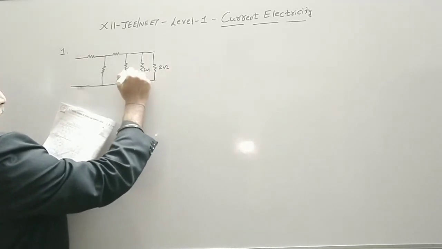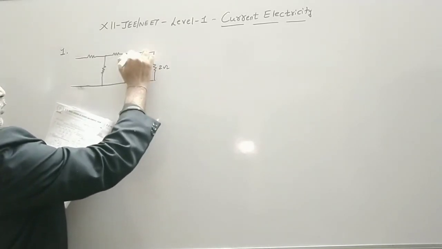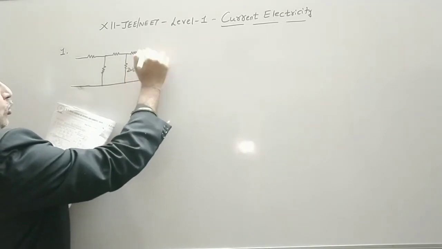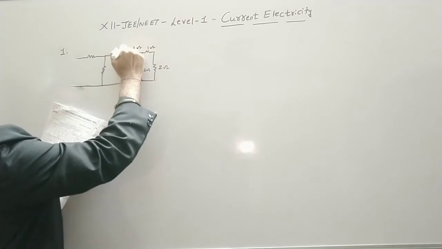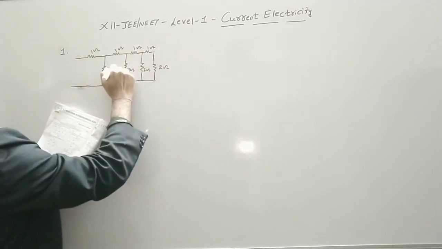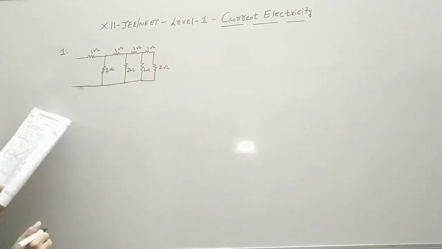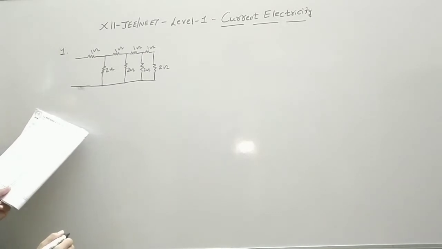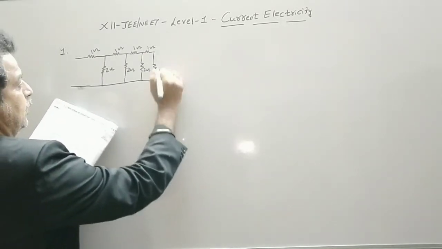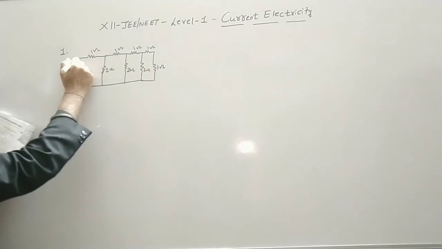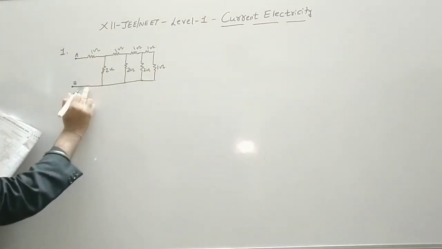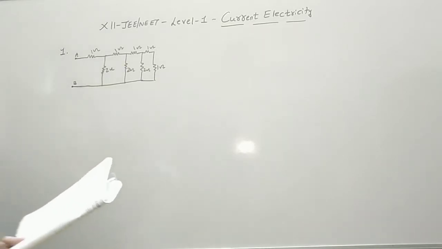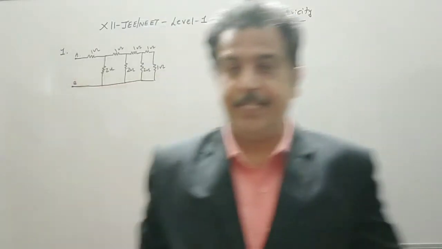2 ohm resistance. Here we have 1 ohm resistance. All these resistances are 1 ohm and these are 2 ohm resistances. You have to find out the equivalent resistance between the point A and B.